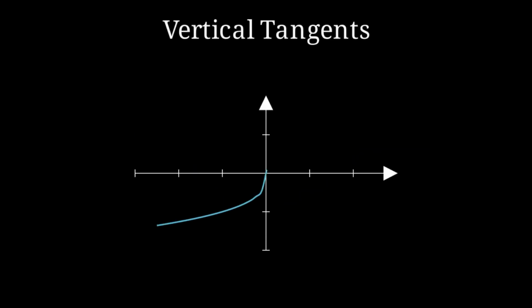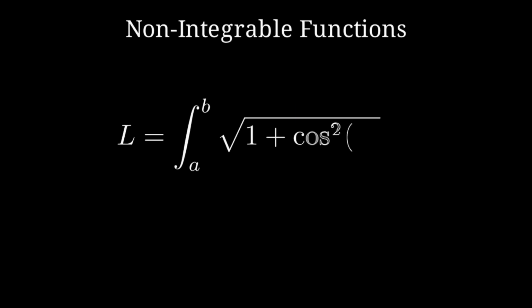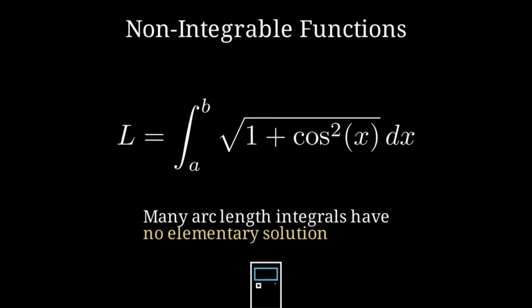Another edge case occurs when the curve has a vertical tangent. At these points, the derivative becomes infinite, making the integral improper. To solve this, we can either switch the variables to integrate along the y-axis or use limits to evaluate the improper integral. It is important to note that many arc-length integrals are very difficult or impossible to solve using standard elementary functions. In real-world engineering, we often use numerical integration methods, like Simpson's rule, to approximate the value of these integrals.